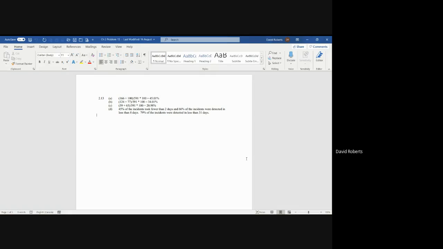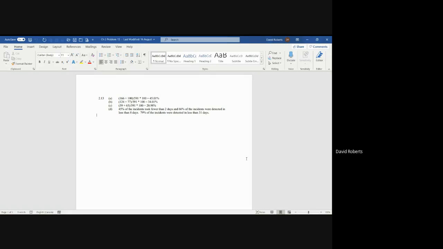Part B, what percentage of the organizations took between 2 and 31 days? So in this particular case, what we have is we add up the 2 to 8, which is 124, and then we have 8 to 31, which is 77. So we total that up, divided by the 591, turning into the percentage at 34.01.